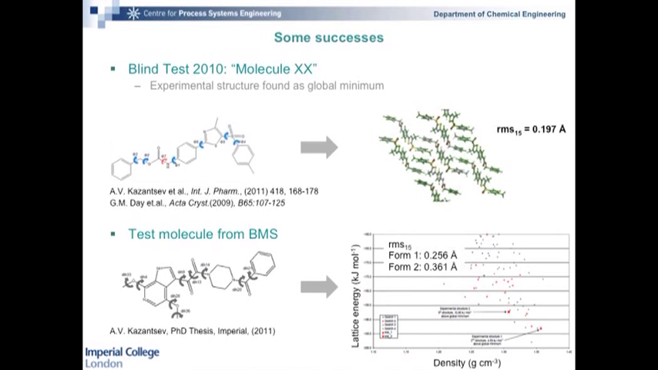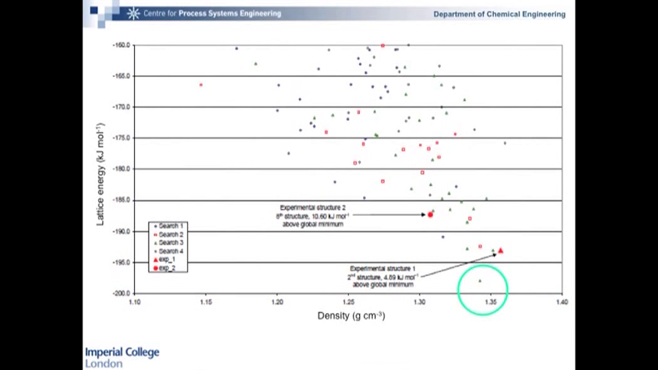We also looked at a molecule provided to us by a pharmaceutical company, BMS. And this is quite a flexible molecule here. And what you have here is a lattice energy landscape. So this is lattice energy, the lower the better, and the density of the different structures. Every point that you can see here is a different potential crystal structure. And then you have two experimental forms, form 1, which we found here, and form 2, which we found here. So this looks great. But if I look a bit more closely, you can see that below this structure here, there is another one that we have found and that they don't know about. So the question is, is this structure real, or is it an artifact of the calculations?